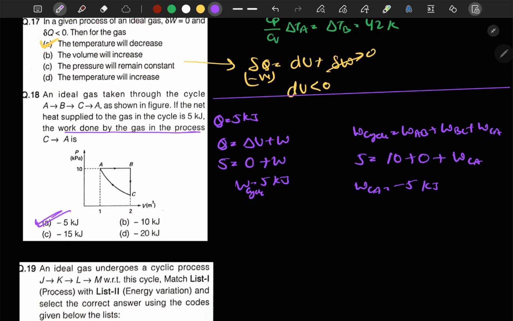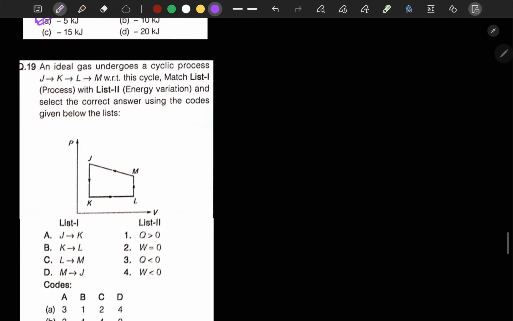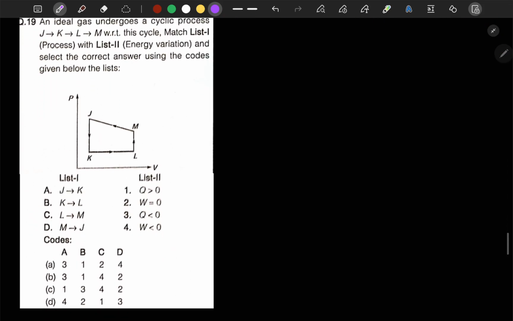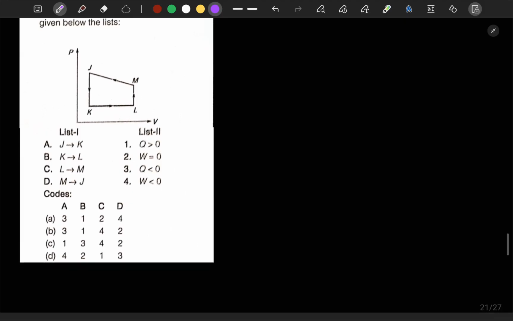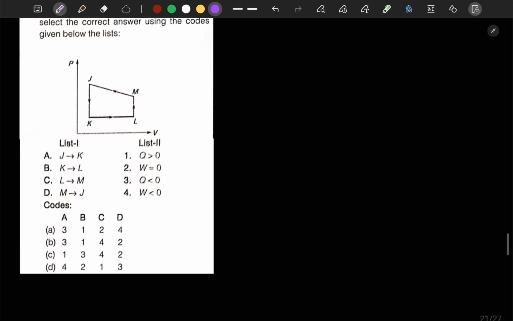Option A. Next, moving to question number 9. An ideal gas undergoes the cycle process JKLM. With respect to the cycle, we have to match the following. So let's do it.